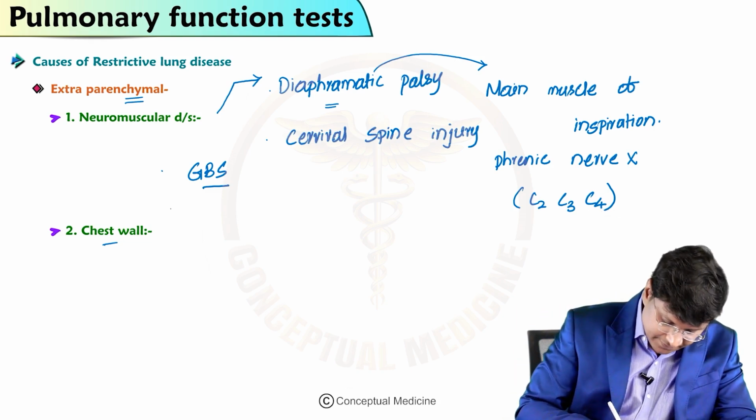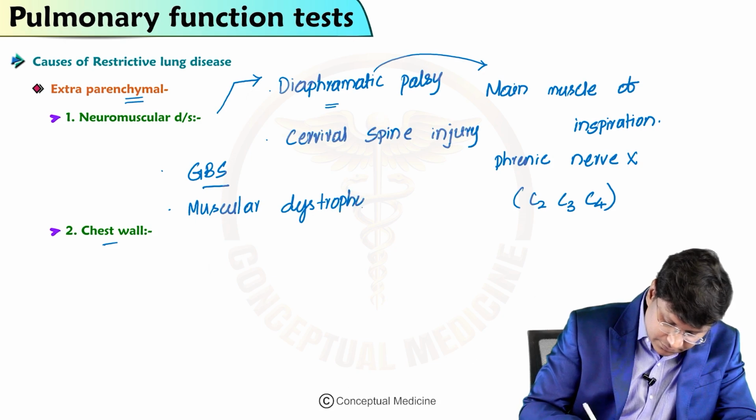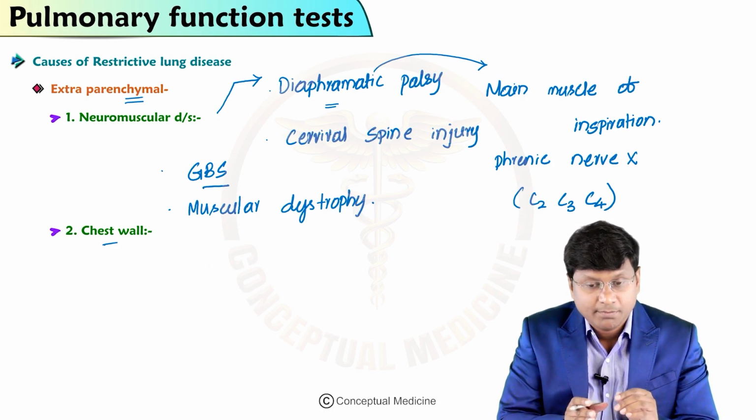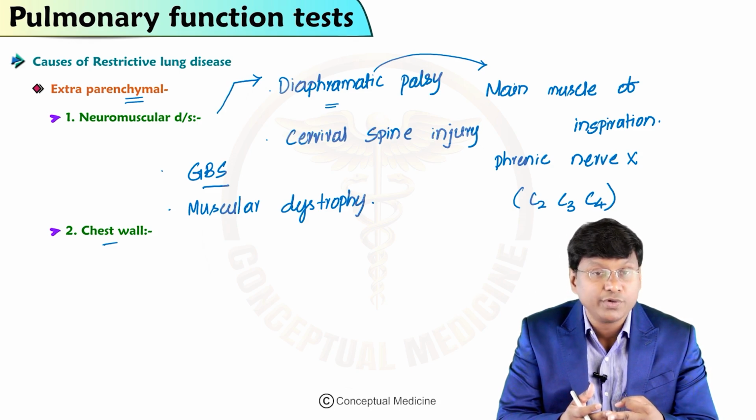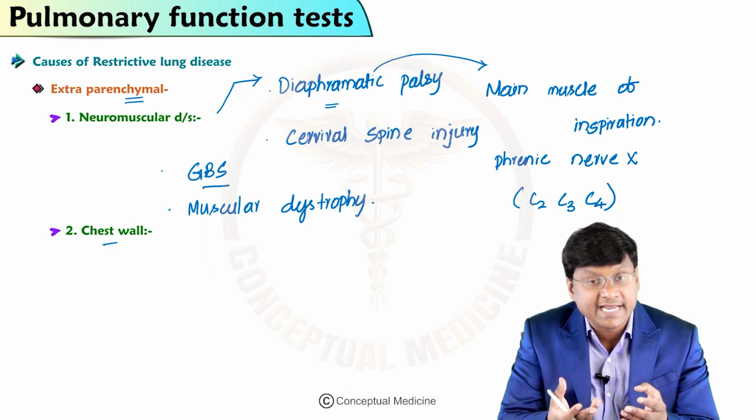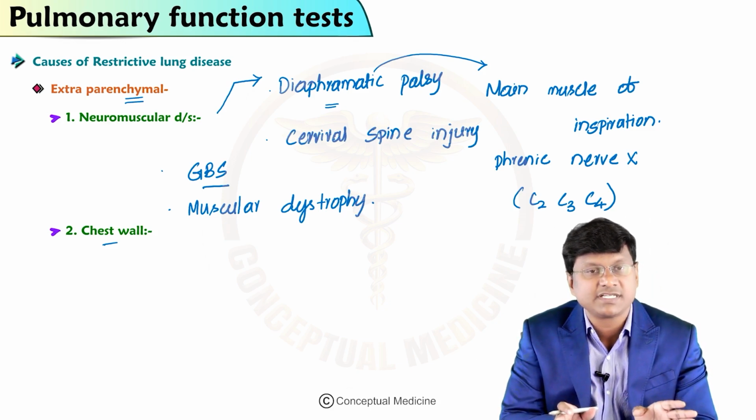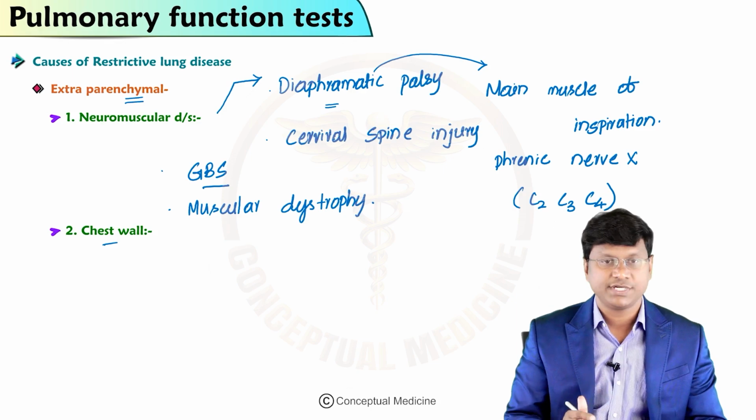Okay. Then the other important condition is muscular dystrophy. See, most of these patients with muscular dystrophies, like Duchenne's muscular dystrophy, Becker's muscular dystrophy, right, and we have myotonic dystrophy, ultimately die because of respiratory insufficiency. And why is that? Because in the later stages, the respiratory muscles are paralyzed. Okay. So these are the neuromuscular causes for restrictive lung diseases.